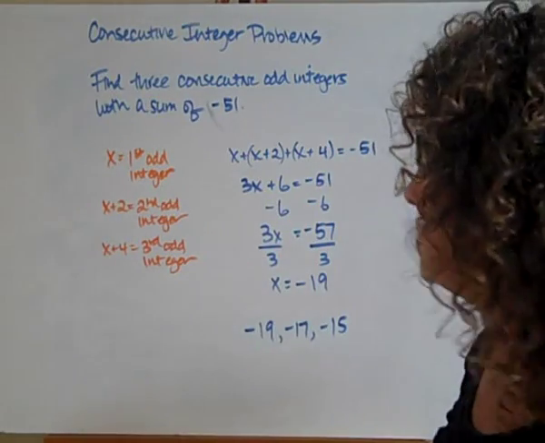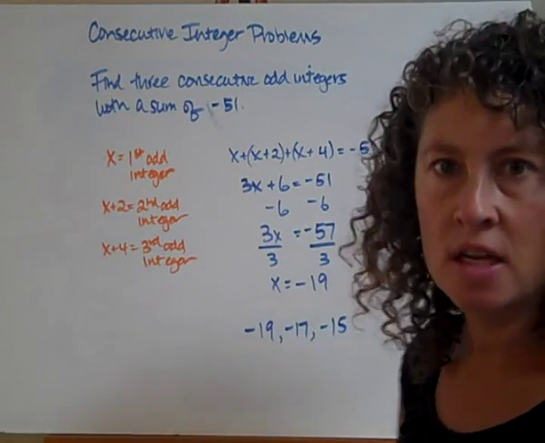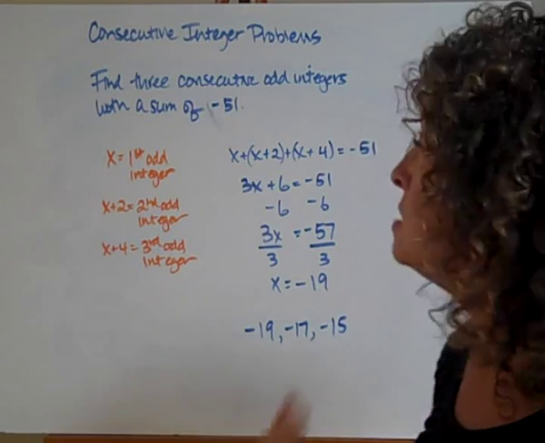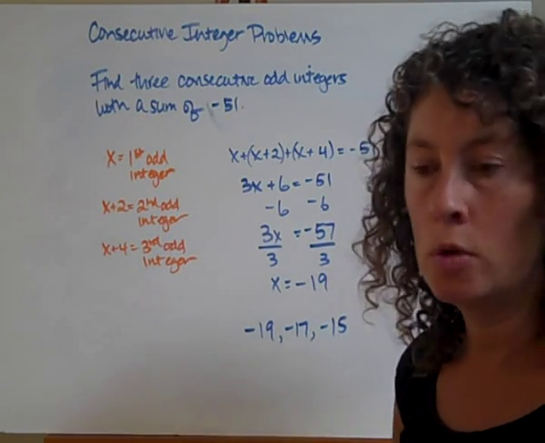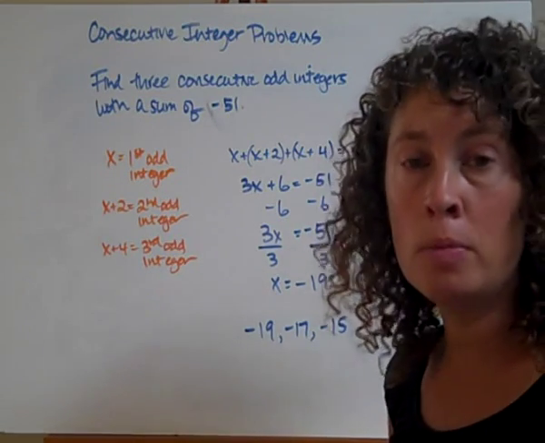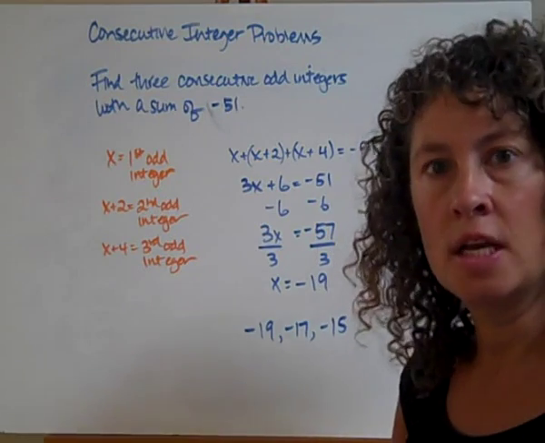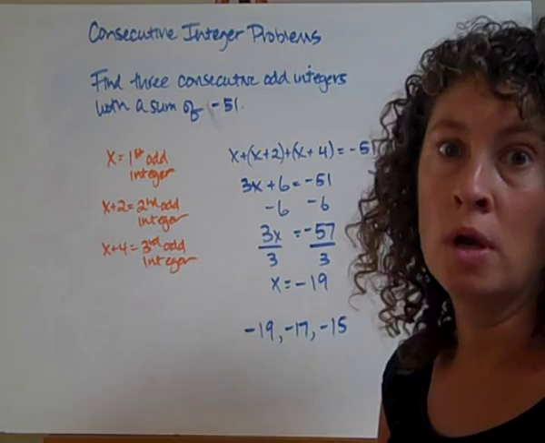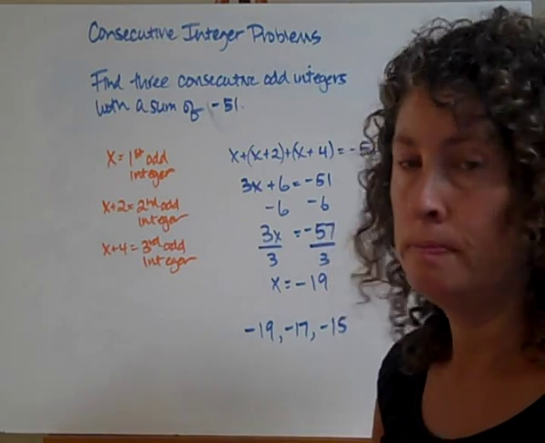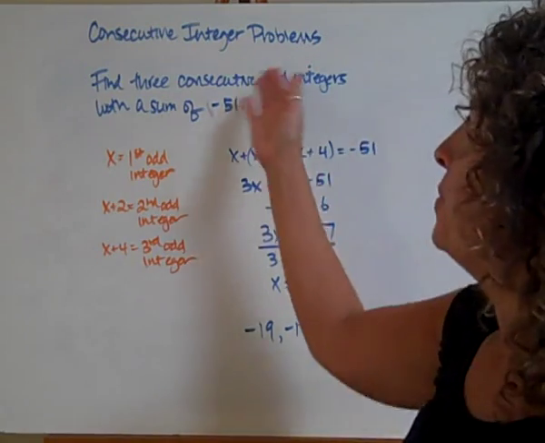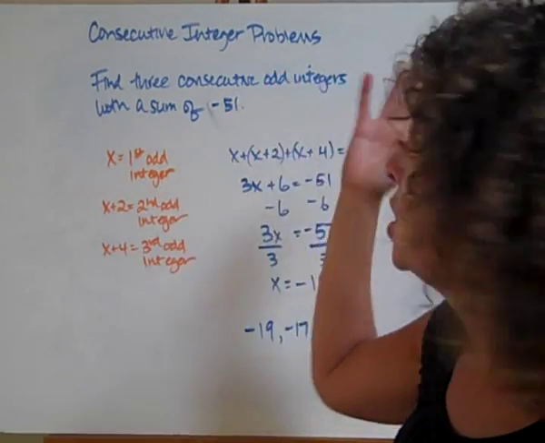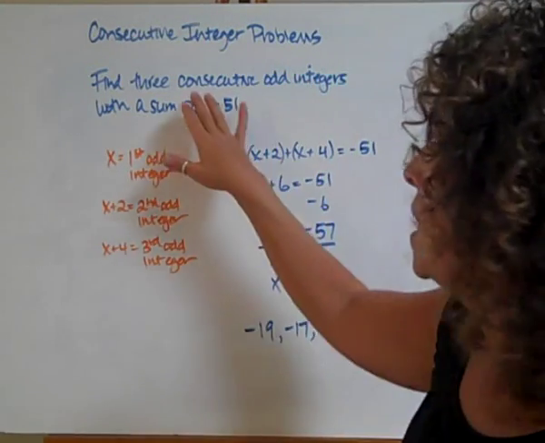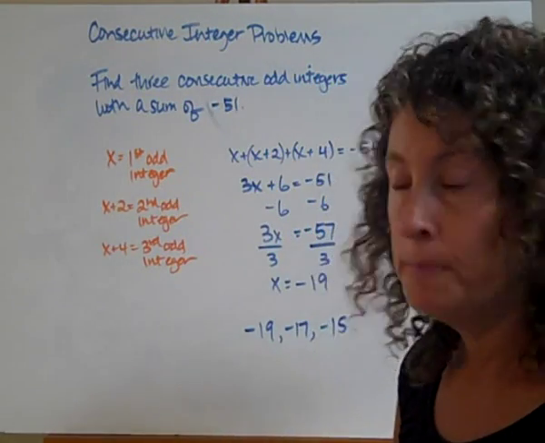Consecutive integer problems. So when we talk about consecutive integers, we're talking about numbers that come one right after each other. So consecutive numbers: 3, 4, 5. Consecutive letters: A, B, C. Consecutive months: January, February, March. So when we're talking about integers, we're talking no fractions, no decimals. We're talking about numbers that are consecutive.